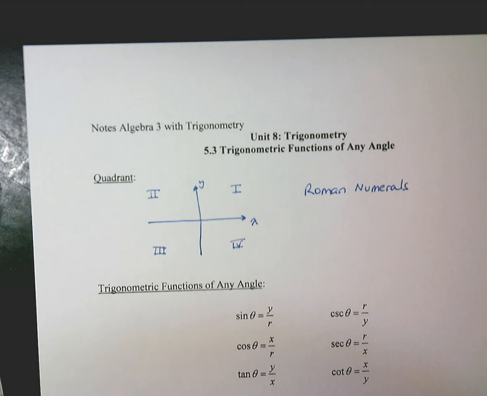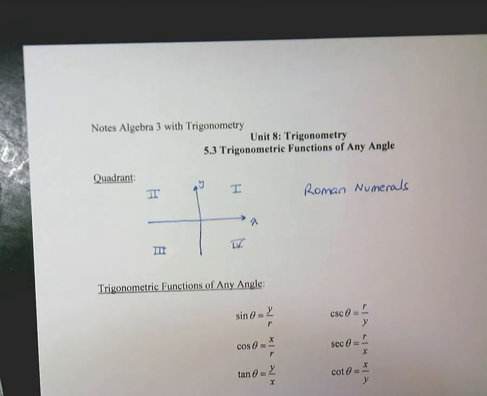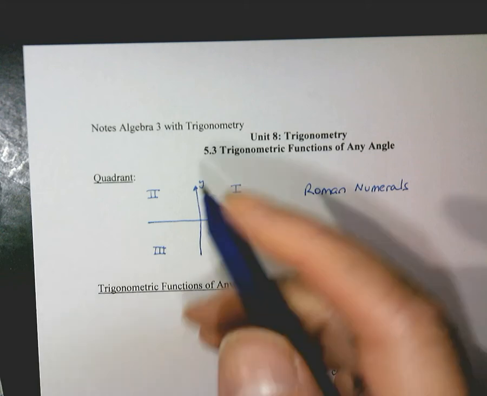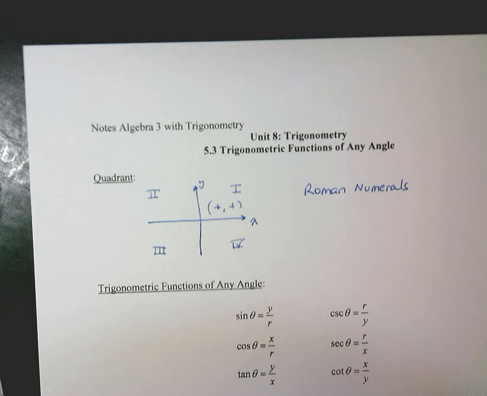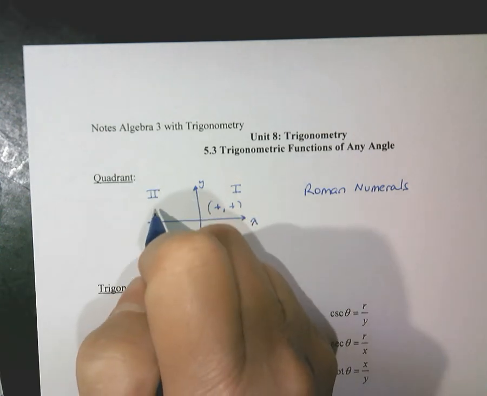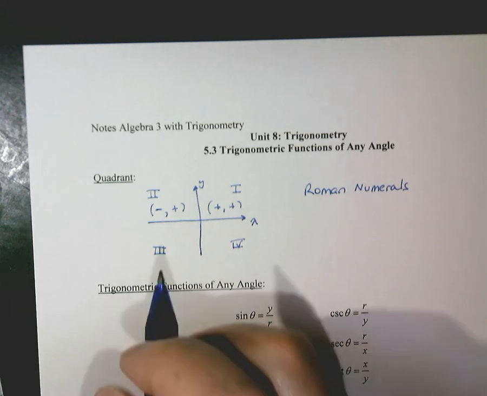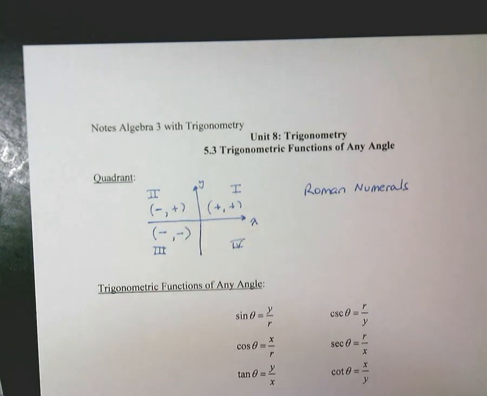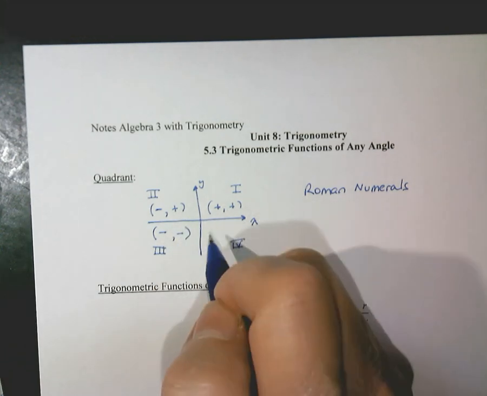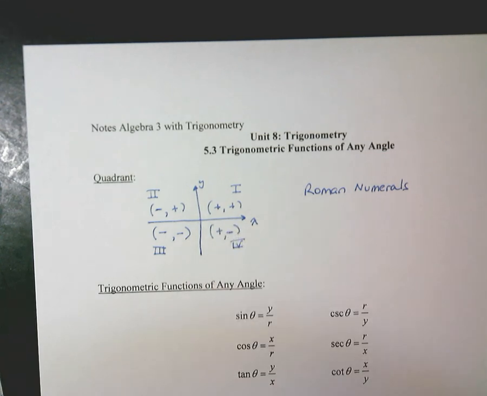The important part in this section about the quadrants is that if an angle is drawn in a specific quadrant, it's got a point where it ends up. And if you're in the first quadrant, the X is positive and the Y is positive. In the second quadrant, the X is negative and the Y is positive. In the third quadrant, you go left, so X is negative, and you go down, so Y is negative. And if you're in the fourth quadrant, you're going to go right, so it's positive X, and then you're going to go down, so it's a negative Y.